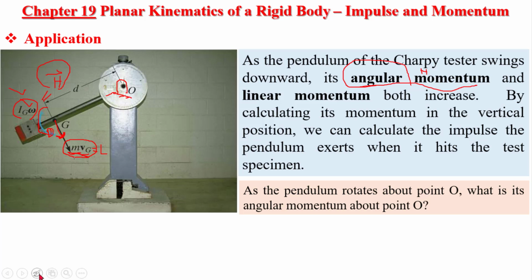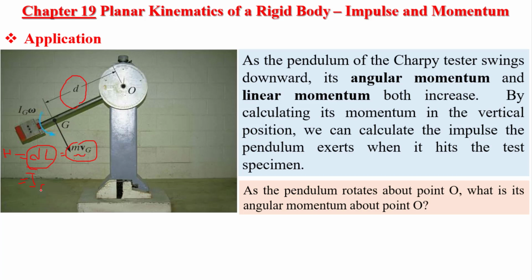Because if we multiply the linear momentum here, you can tell easily. This is what we call L, remember? So if I multiply L by this distance, multiplied by D, you can call it H. So either D multiplied by L, or directly I can say IG multiplied by omega. So here I may add to keep things consistent.